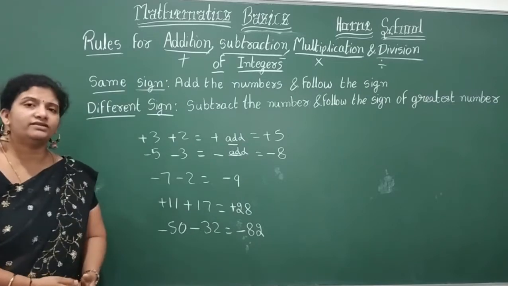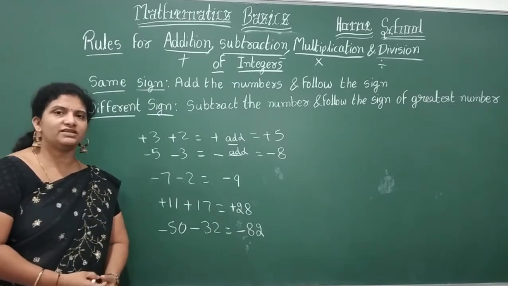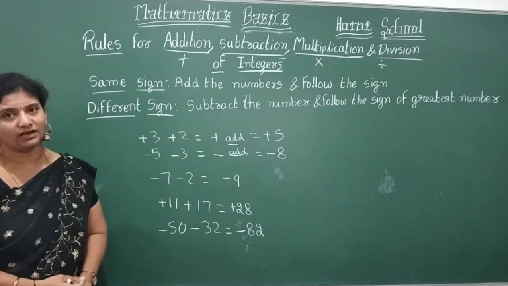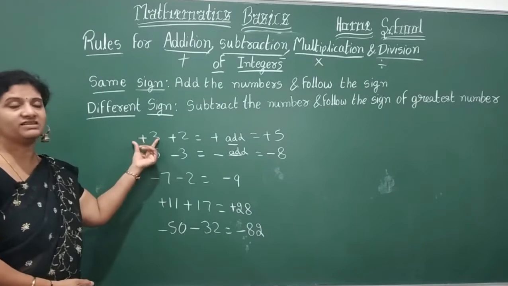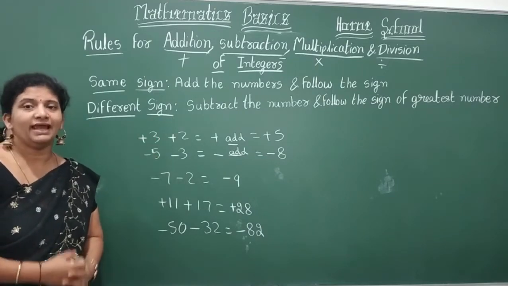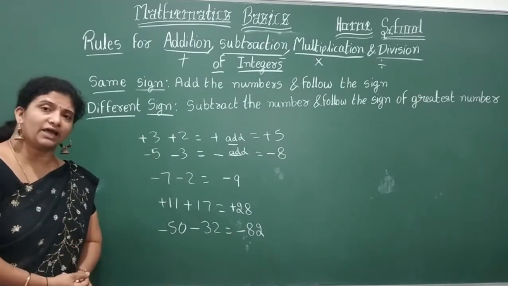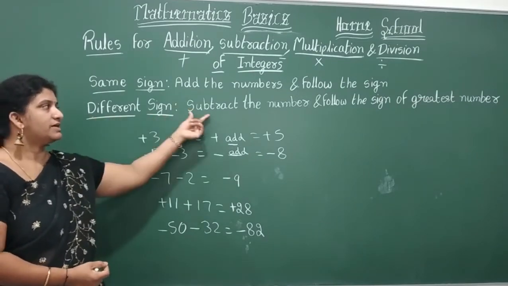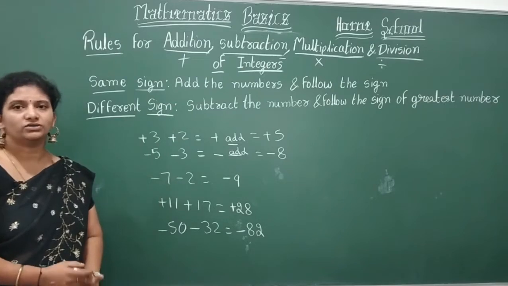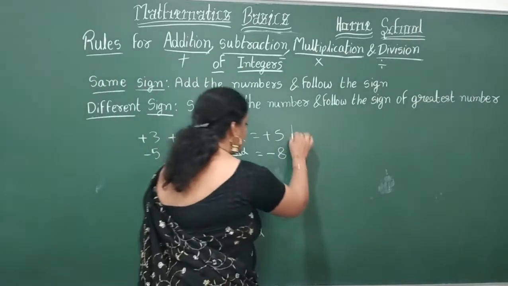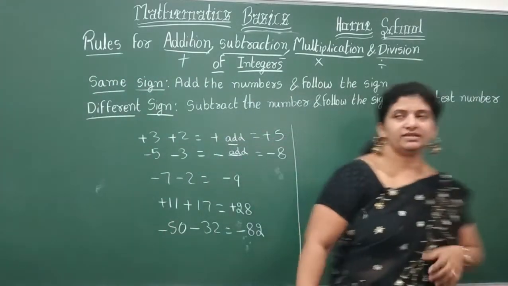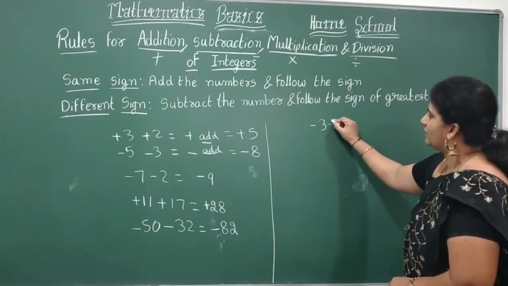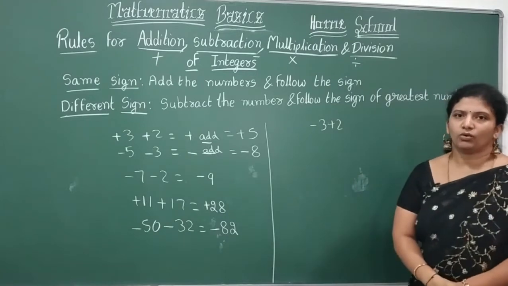Next, different sign. What do you mean by different sign, children? One number is followed with one sign and another number is followed with another sign. Suppose it may be plus 3 minus 2. Then how to solve that type of problem? Look here, different sign. Subtract the numbers. So, let us see an example here, children. Let's see the example carefully. Suppose minus 3 plus 2 I am taking. Okay.